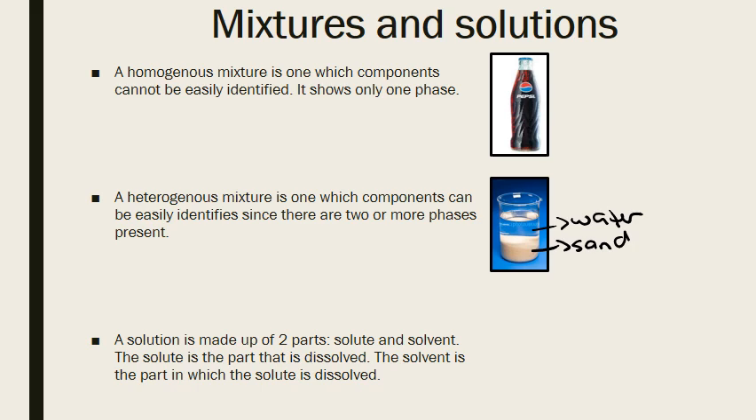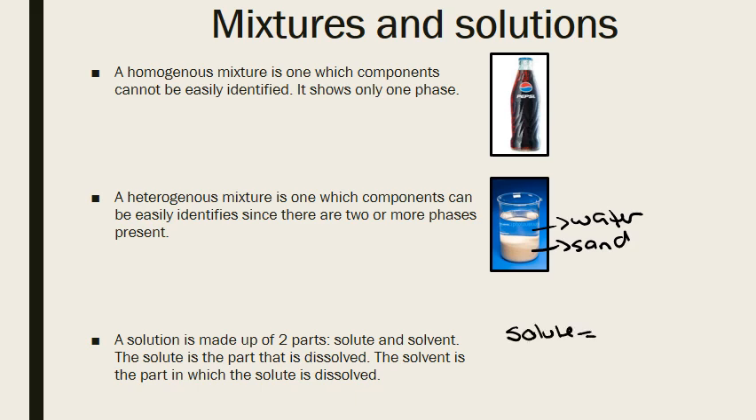A solution is made up of two parts, a solute and a solvent. The solute is the part that is dissolved, the solvent is the part in which the solute is dissolved. For example, we have salt and water. The salt is the solute because it's the part that is dissolved.